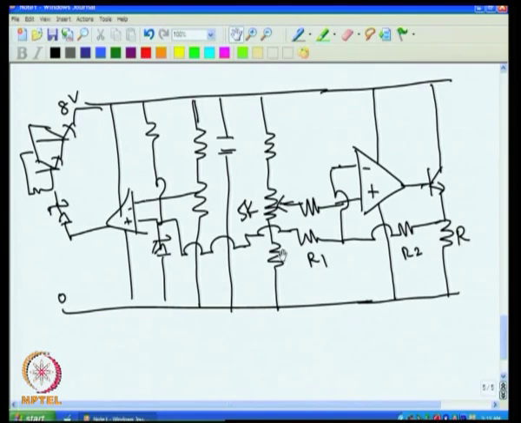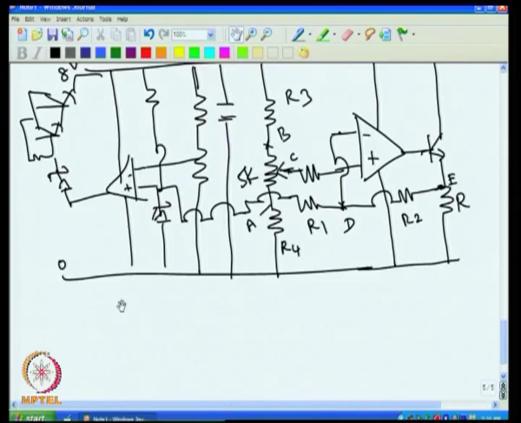Now, how to select this R1 and R2? Assume that I mark the points now. For example, this is A, this is B, this point is C, this junction is T, and this point is E. Now, when the center tap is at A, the potentiometer being a mechanical system, we need this op amp to work, so assume that we need 2 volt. This resistance is known, so I can select R3, R4, and this 5K part. All three can be selected in such a way that the voltage at A is 2 volt.